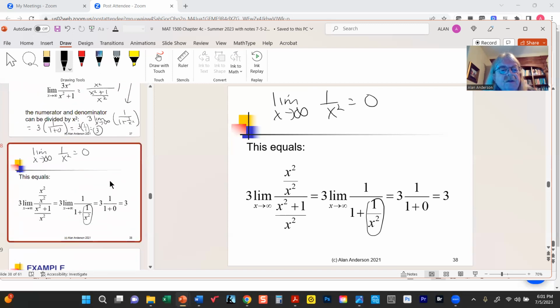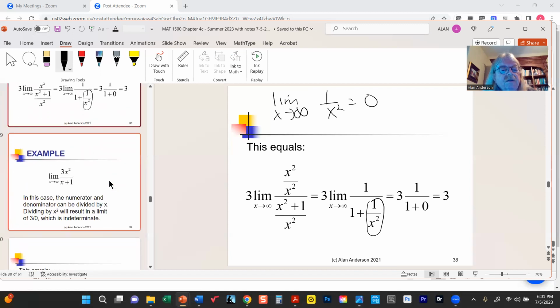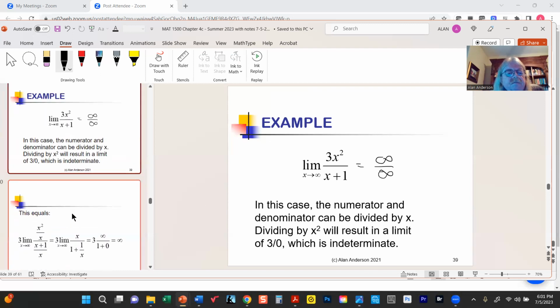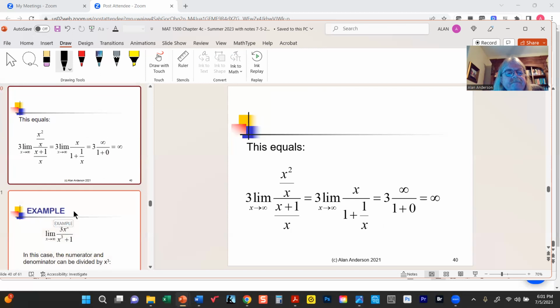Now, here's a similar but not identical one. This one's a little different. If you plug in or evaluate it directly, well, there you go. That is already the correct answer. But if you divide it out by the x, you can see that it's not quite as helpful because we're just going to wind up with infinity over 1 plus 0, but we still will get our answer at least.